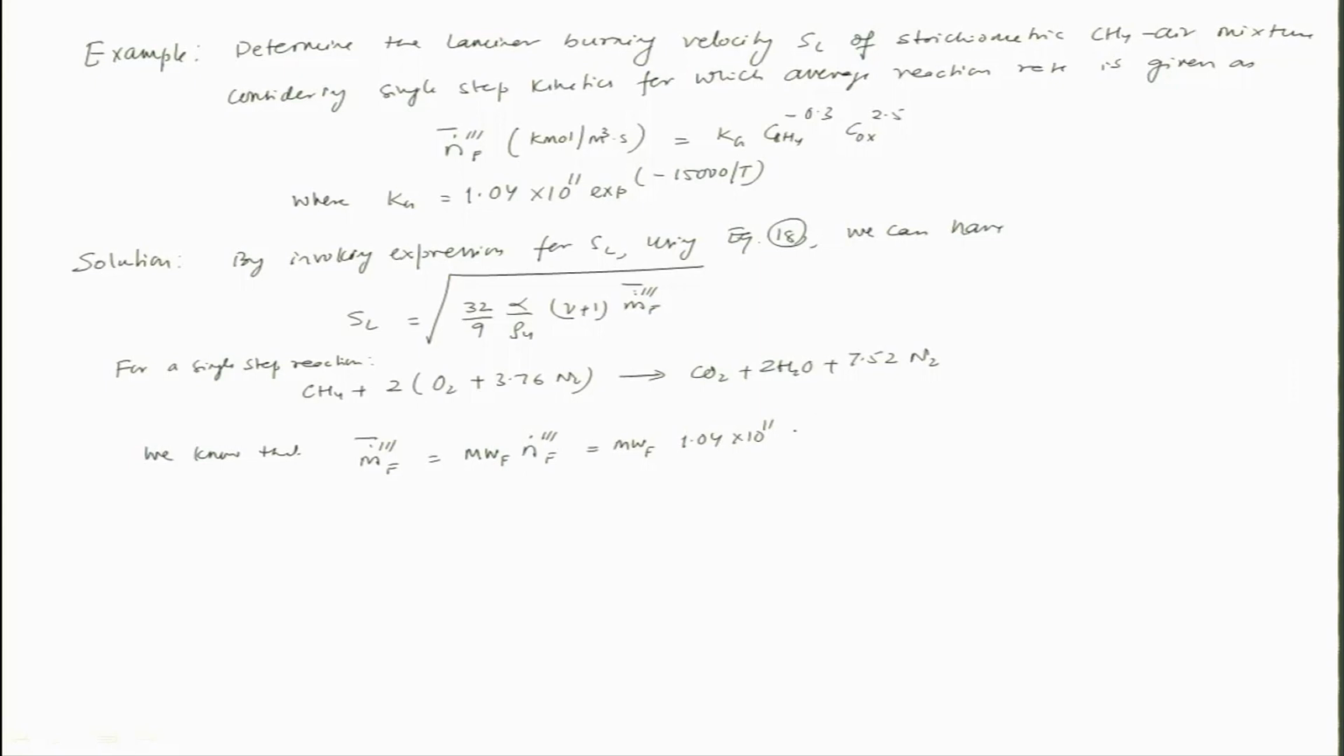and I can write down exp of minus 15,000 by T into C CH4 0.3 into C oxidizer 2.5. So, if you look at, I can express that concentration in terms of the mass fractions, right.